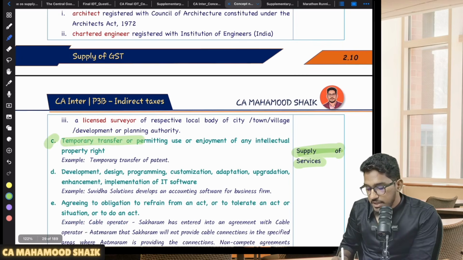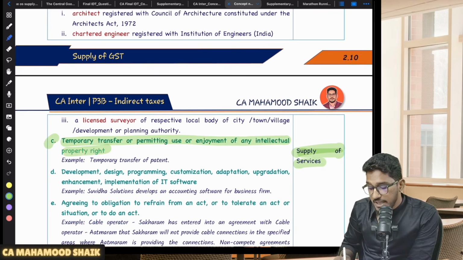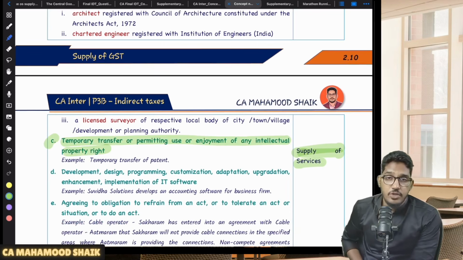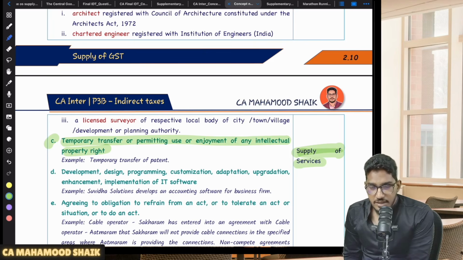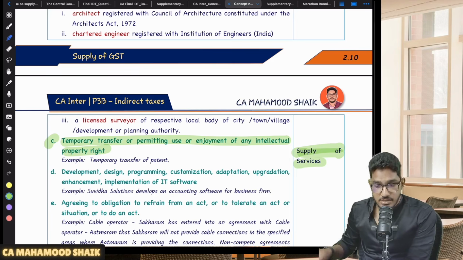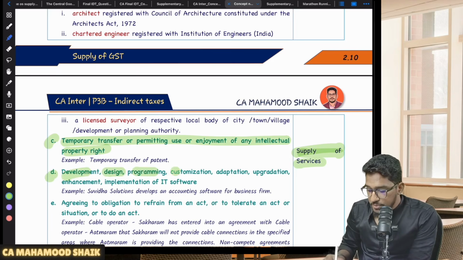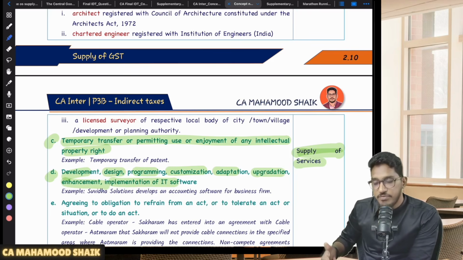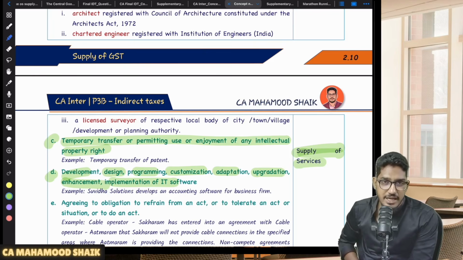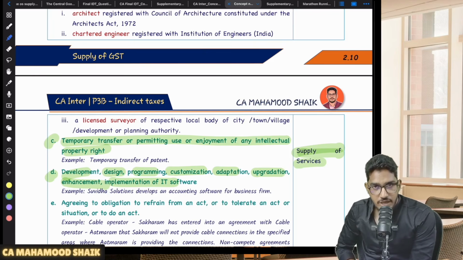Then temporary transfer or permitting use or enjoyment of any intellectual property right. Like you have a patent, you have a copyright, you have some goodwill. If you are temporarily transferring or permitting the use of that intellectual property, it will be treated as supply of services. Development, design, programming, customization, update, adoption, upgradation, enhancement, implementation of IT software. So either you are designing the IT software, developing it, programming it, customizing, adoption, upgrading, enhancement, anything done with regard to the IT software, it will be treated as supply of services.